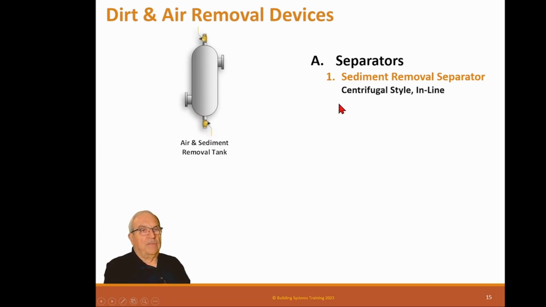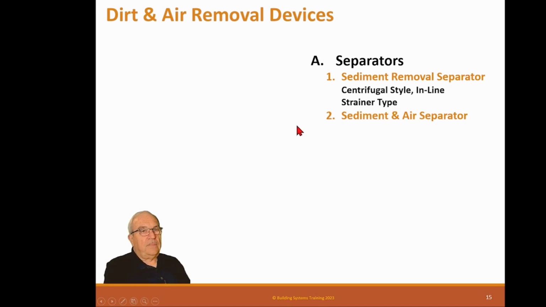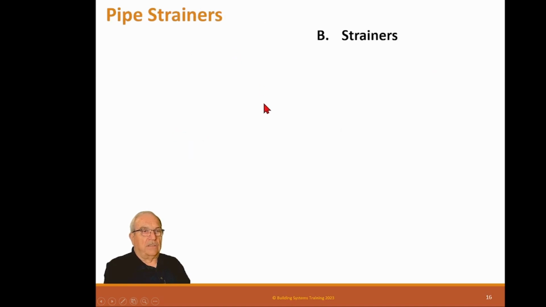You just automate it. Then they have strainer types. These are separators. This happens to be a dual strainer, which is a really good strainer, which means when you're in this mode, you're operating this strainer. When you want to clean this, you switch this over and operate this strainer. You can open this one up because the valve in here separates them so there's no flow in them, and you can clean the strainer. Sediment air separators. We have these that are floor mounted, large, and they do the same. Take the sediment out, take the air out the top.